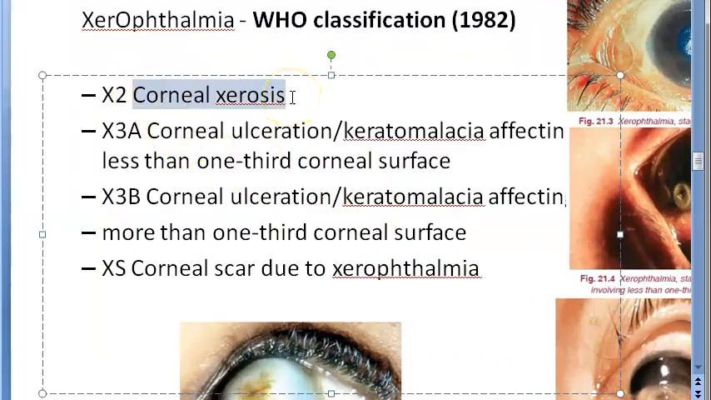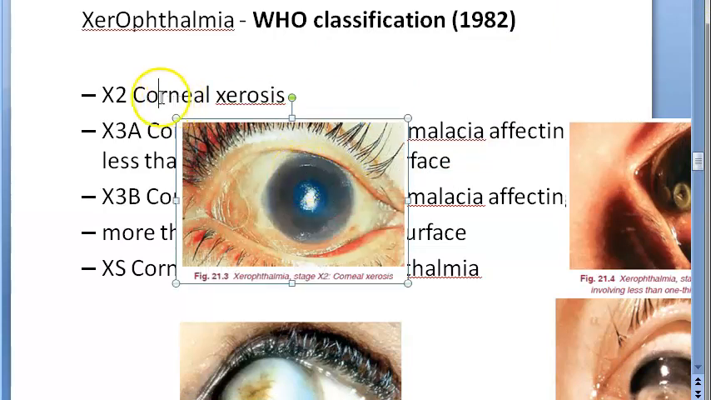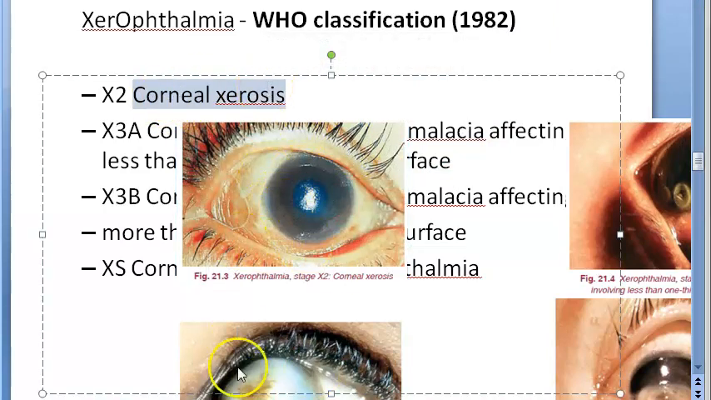Corneal xerosis. The earliest change in the cornea is punctate keratopathy. So this is the one they're talking about. Corneal xerosis, dryness of the cornea. You can clearly see here that the luster of the cornea is not there, right? Okay, so corneal xerosis is the earliest change. The earliest change in the cornea is punctate keratopathy, which begins in the lower nasal quadrant. So they're talking about the lower nasal quadrant. This is nasal definitely.